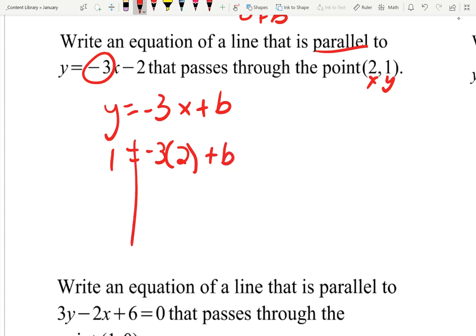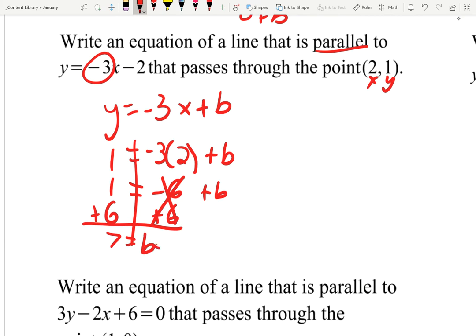So when I evaluate, this is going to be 1 is equal to, now -3 times 2 is -6, plus b, and then we'll add the 6 to move it over. So that means that 7 is equal to b. So since 7 is b, I'm going to plug that back in and have my final answer. So my final answer is y equals -3x plus 7.